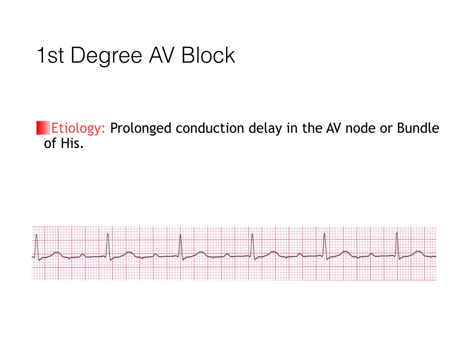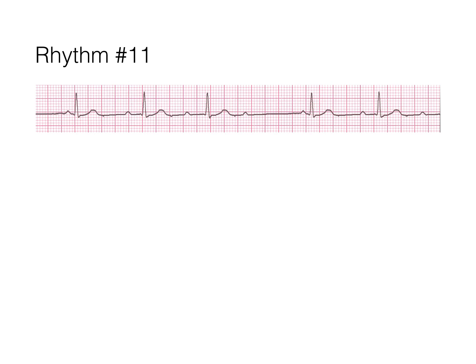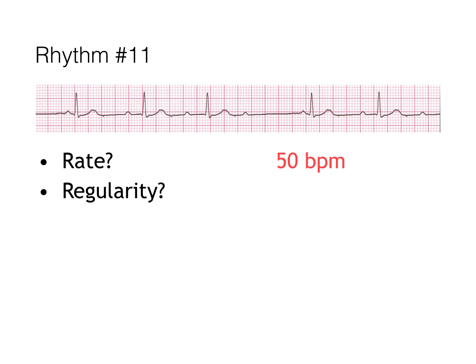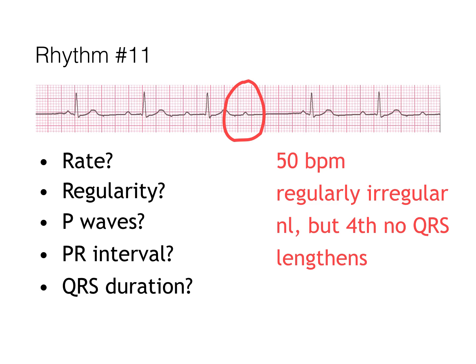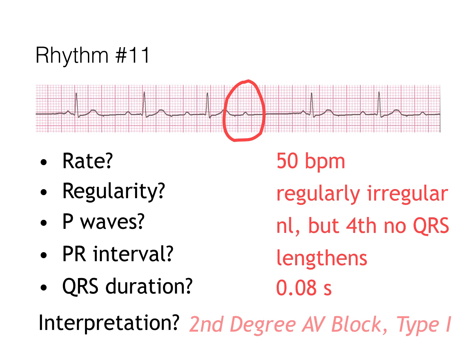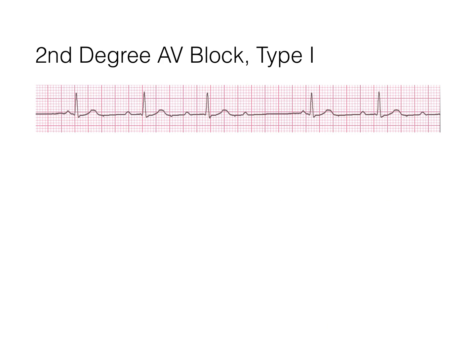Prolonged conduction delay in the AV node or bundle of His is the etiology of first degree AV block. What about this ECG? Rate is 50 beats per minute. It is regularly irregular. But about P waves? P waves are normal, but the fourth P wave has no QRS. The PR interval is gradually lengthened till the QRS complex is absent. QRS duration is normal, so the interpretation is second degree AV block type 1.